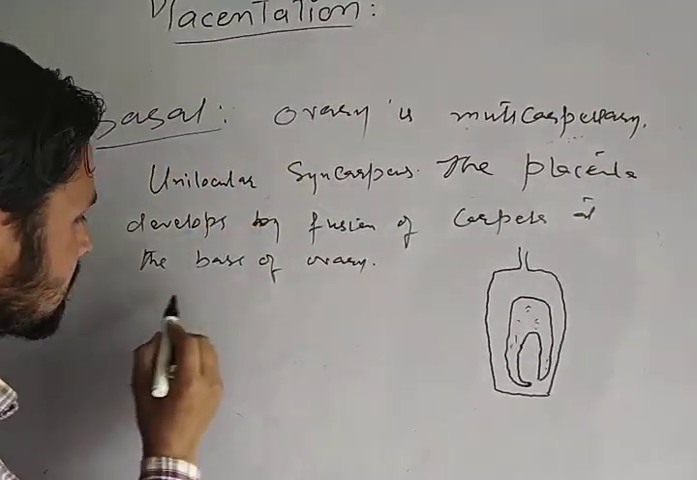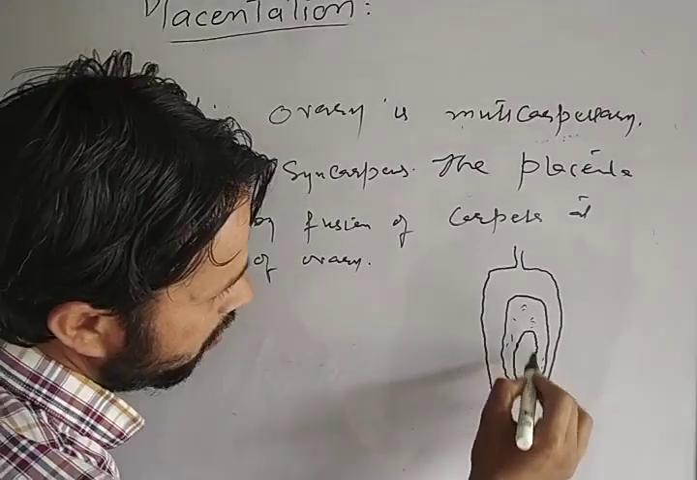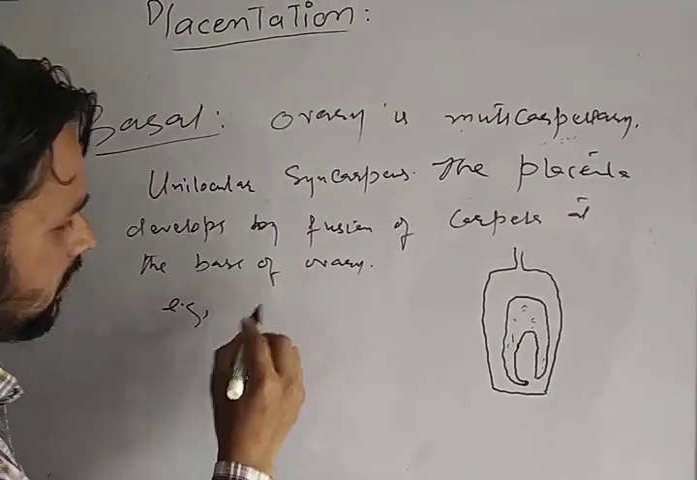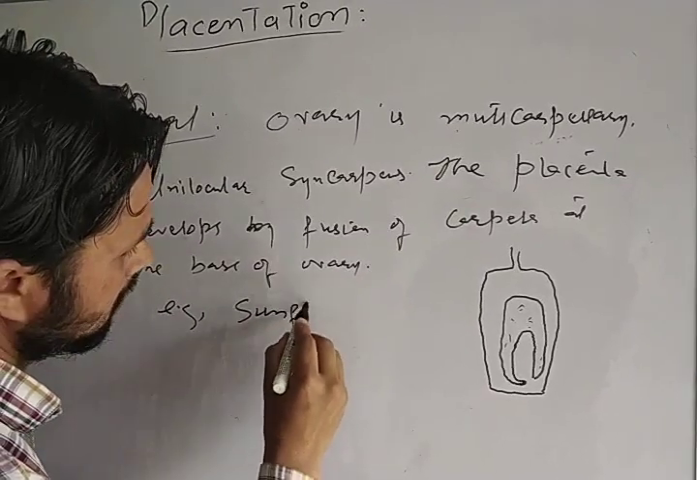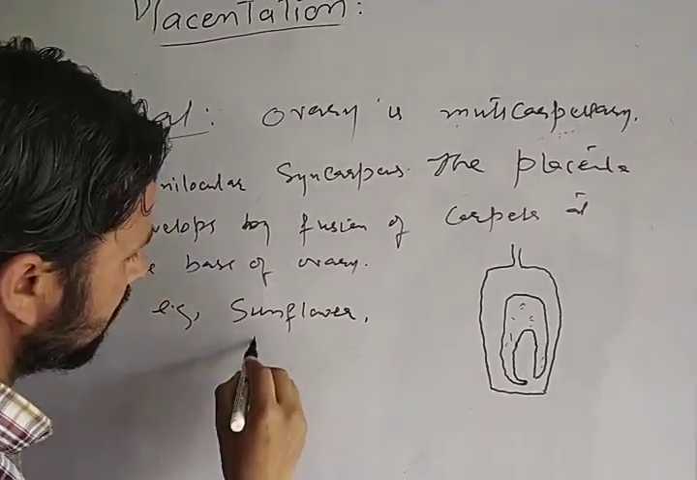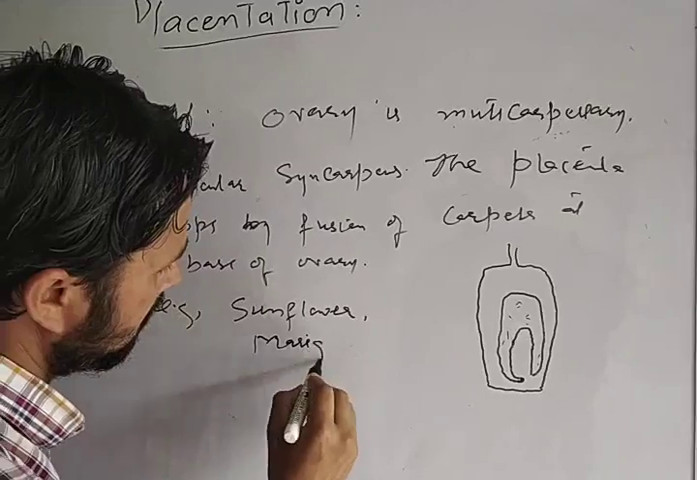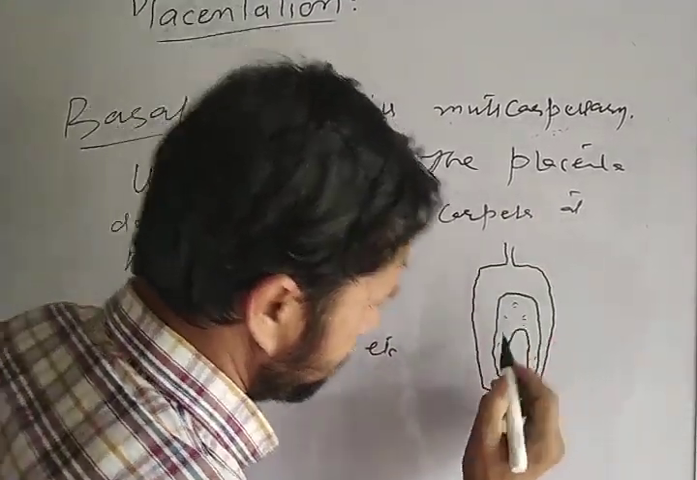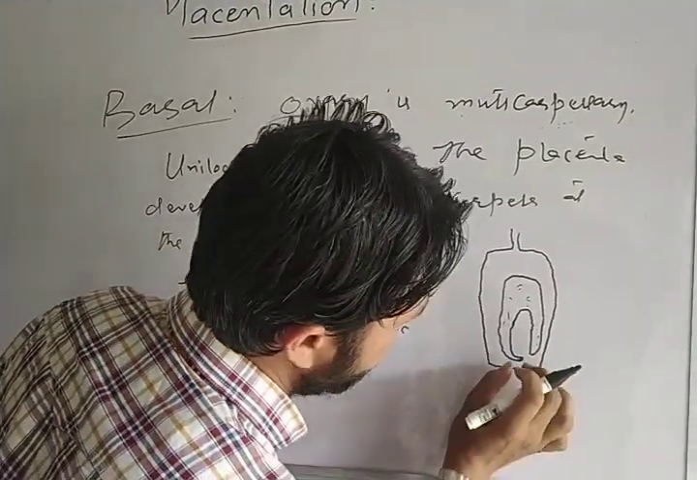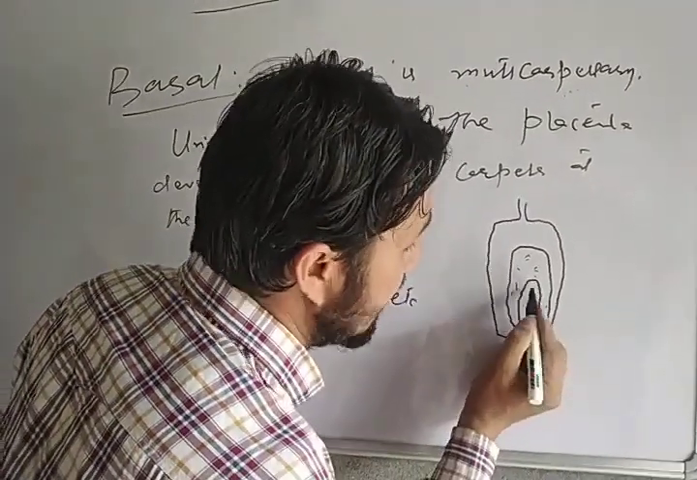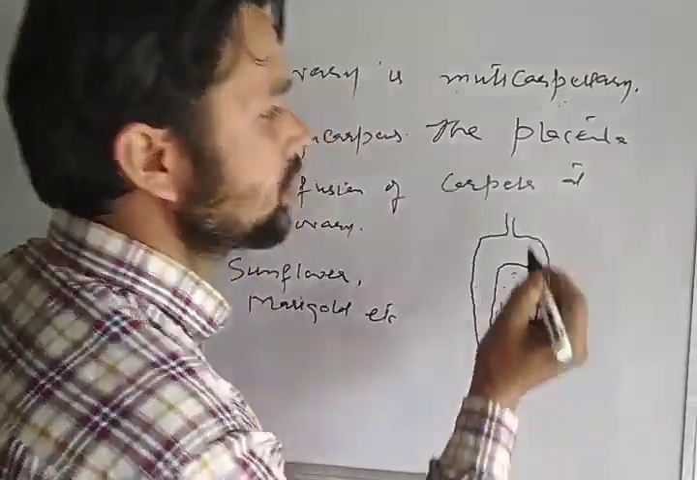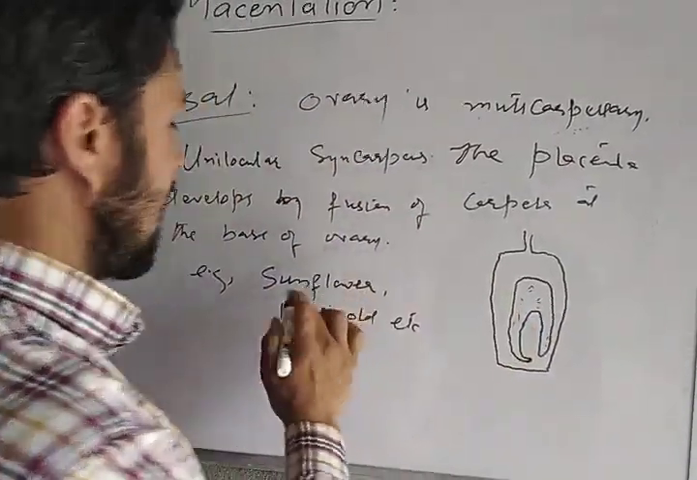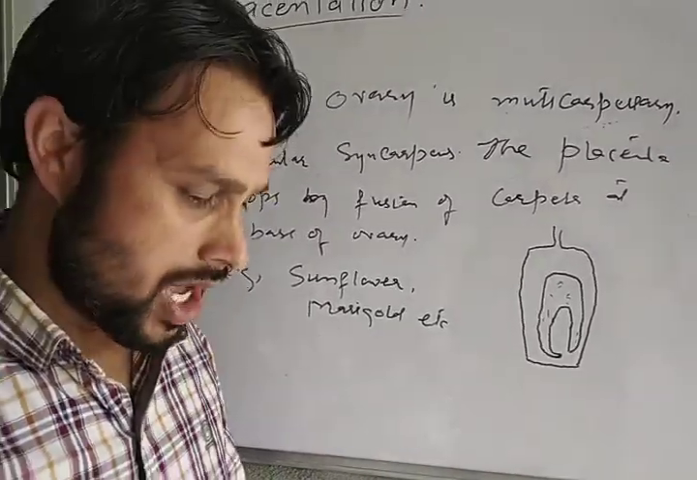And if we take examples, this represents the placenta, or we can say ovule. This represents the ovule. And if we take examples, we can say sunflower, marigold, etc. At the base of the ovary, the placenta gets developed by fusion of carpels, which leads to the formation of ovule there. And the examples are sunflower and marigold.